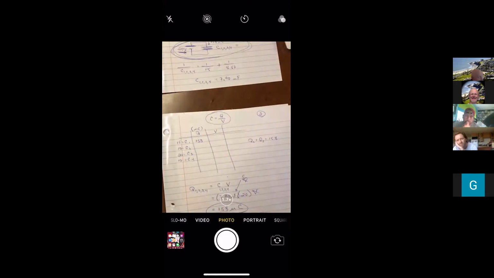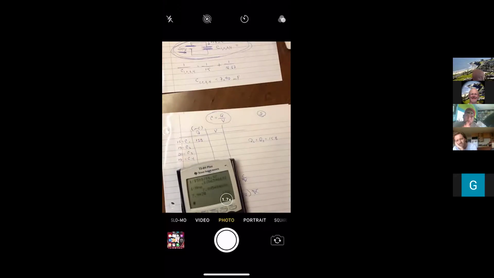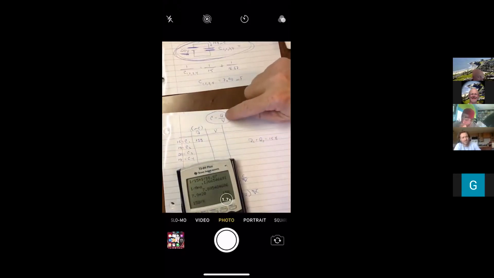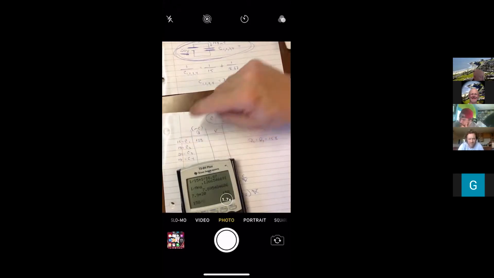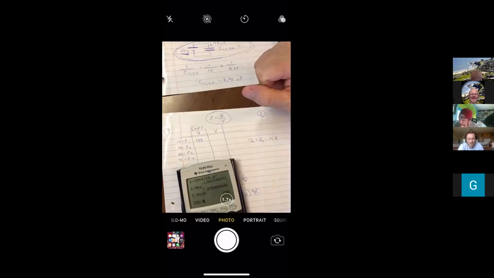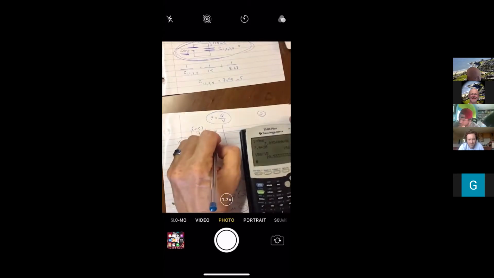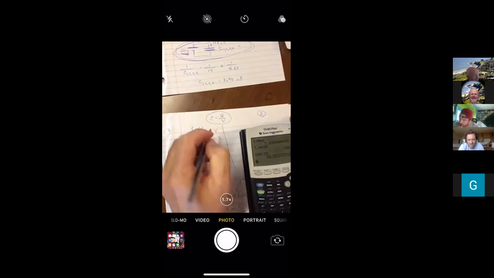Okay, so coming over here then, to get voltage, I would take the charge, 158 micro, and divide it by the capacitance, which is 15 micro, and I get 10.5 volts.